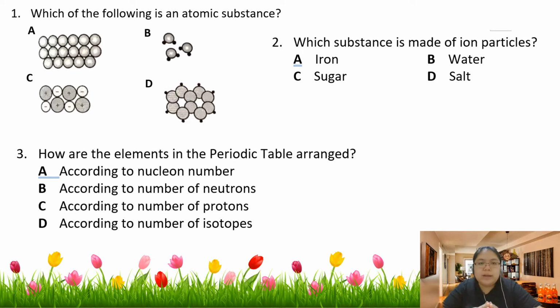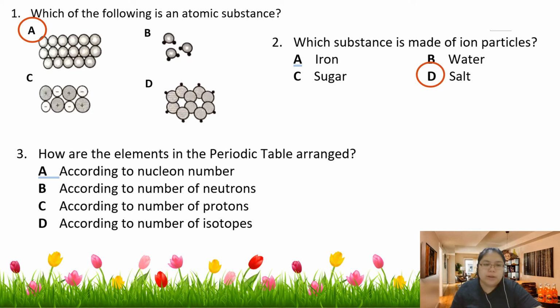Okay, first one, they ask which one is an atomic substance. How to find the atomic substance? Normally the arrangement for the particles must be closer together. After that, just one type. That one we call an atomic substance. Okay, number 2. Which substance is made of ions? Ions must have a charge. So from here, it should be the salt.